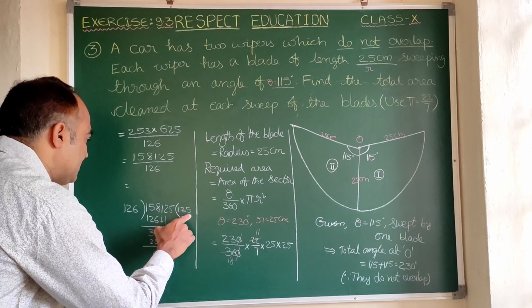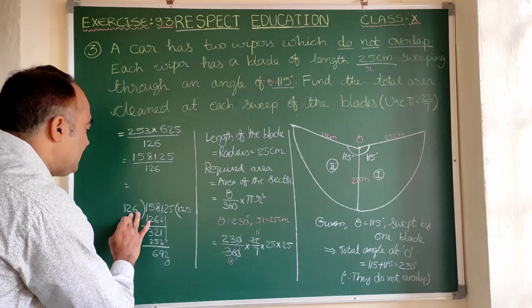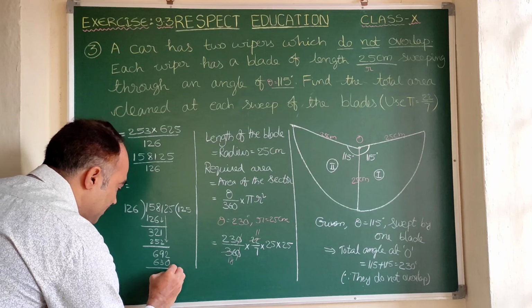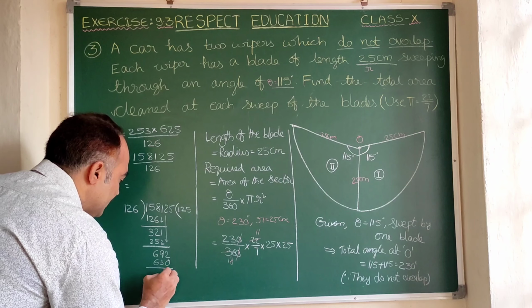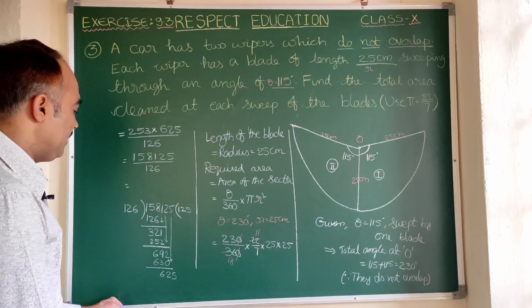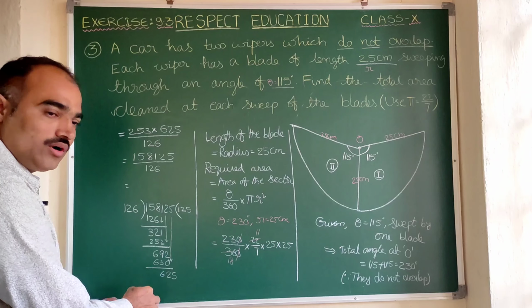So here let us take 5 times. 5 into 126. 5 6 are 30. 5 12 are 60 plus 3 is 63. So here on subtraction we get 2. This is 6. Let us drop the 5. Now we can take 126 going in this around 4 times.